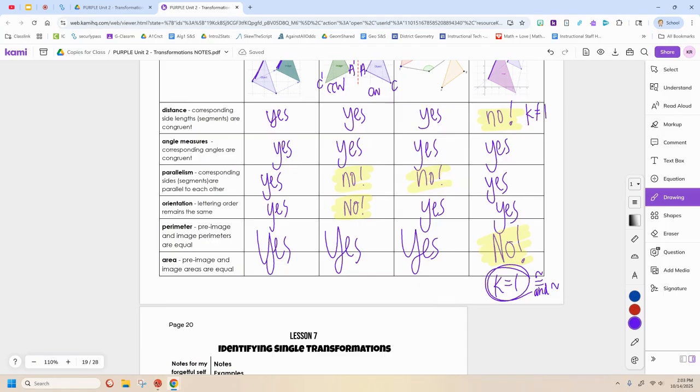All right, so there is your information about properties. Please go ahead and move on to the homework assignment and complete that work for homework.